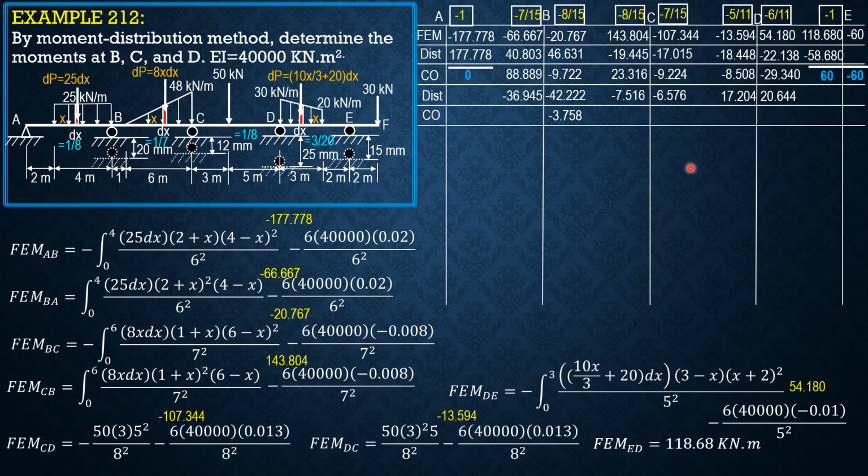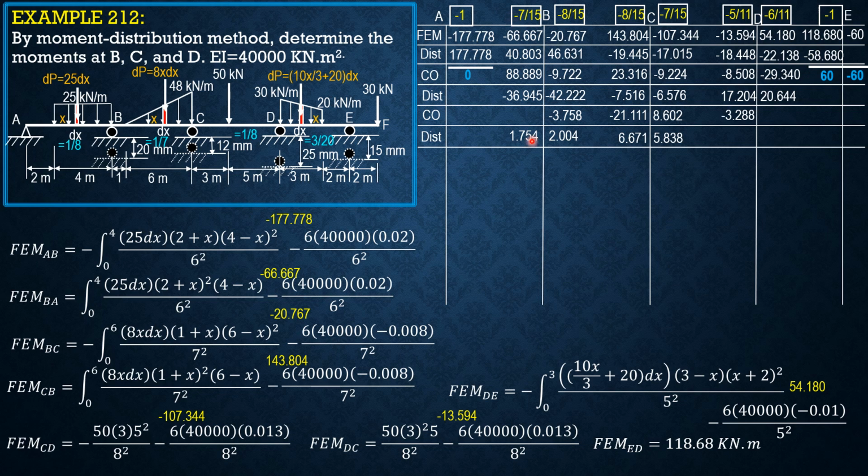Distribute. So negative 3.758 times negative 7 over 15. Replace negative 7 by negative 8. Put the value here. Quantity negative 21.111 plus 8.602 times negative 8 over 15. Put the value here. Replace negative 8 by negative 7. Put the value here. Then distribute negative 3.288. Put the values here. Then carry over. So none, half of 6.671, half of 2.004, half of 1.495, half of 5.838. Then distribute.